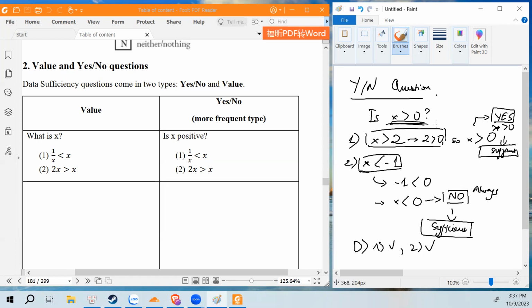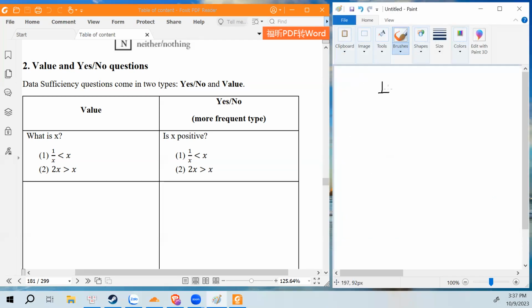Is x greater than 0? All right. But say same question. Is x greater than 0? But then we have this following statement instead: -1 is less than x less than 2.